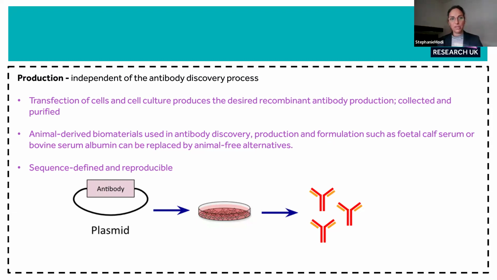Important to note, and something sometimes overlooked, is that in the various stages of antibody production for recombinants as well, animal-derived biomaterials can be used. Say, for example, fetal calf serum, and there are a lot of ethical issues around the use of fetal calf serum, and also bovine serum albumin, often used as a stabilizer, for example, in final formulations. But these can be replaced by animal-free alternatives. A big advantage of recombinants is that they're sequence defined and reproducible, meaning that your results are going to be more reliable and reproducible.